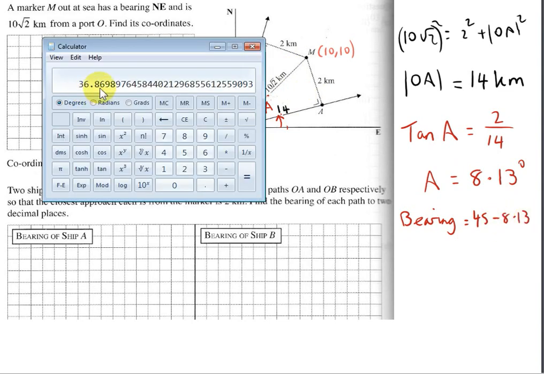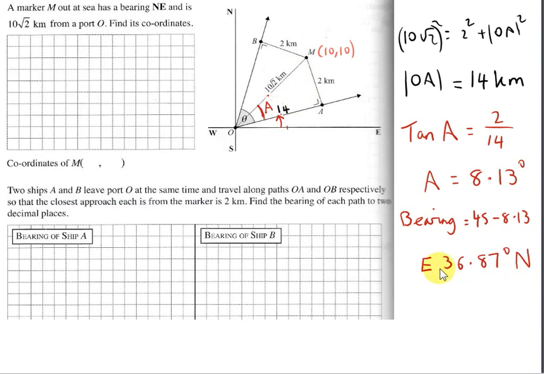To 2 decimal places, this is 36.87. So we could write our bearing like this. We would write east 36.87 degrees north. So we look east and we veer 36.87 degrees north.